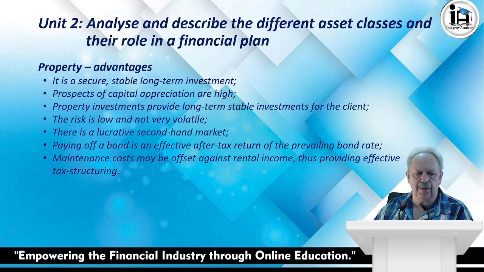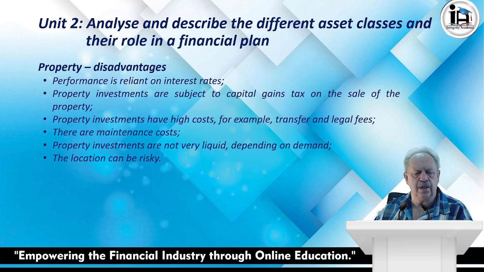Maintenance costs may be offset against rental income, thus providing effective tax structuring. So if you paint your house or fix the roof or something like that, which is maintenance, you can then play that against your rental income and deduct it as an expense.